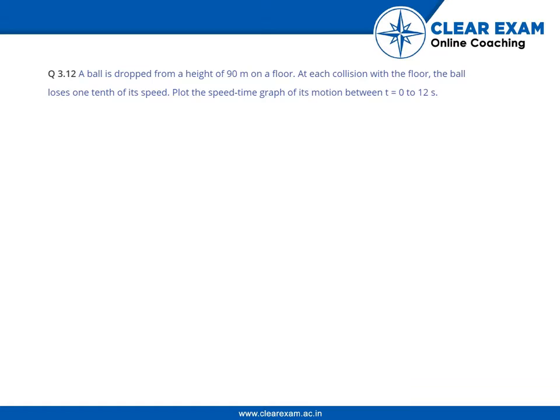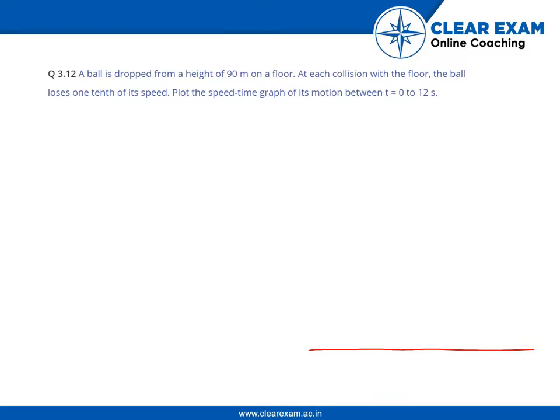So let us go through the question first. A ball is dropped from a height of 90 meters on a floor. At each collision with the floor, the ball loses one-tenth of its speed. Plot the speed-time graph of its motion between t equal to 0 to t equal to 12 seconds.